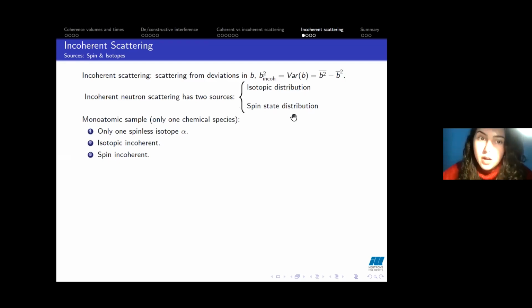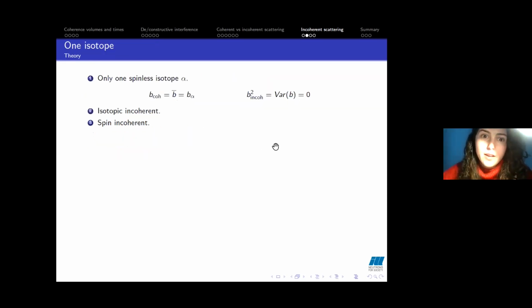So to explain this a little bit more, I separate this into 3 different cases of experiments that we could have. So all these ideas are a little bit more clear. So imagine for a moment, always working with a monatomic sample, by the way, that you're working with a sample that has only one isotope, one spinless isotope. That means that the coherent scattering length, because we said that the coherent scattering length is the average, right? Because every scattering nucleus has the same scattering length, the average would be equal to the scattering length of that isotope.